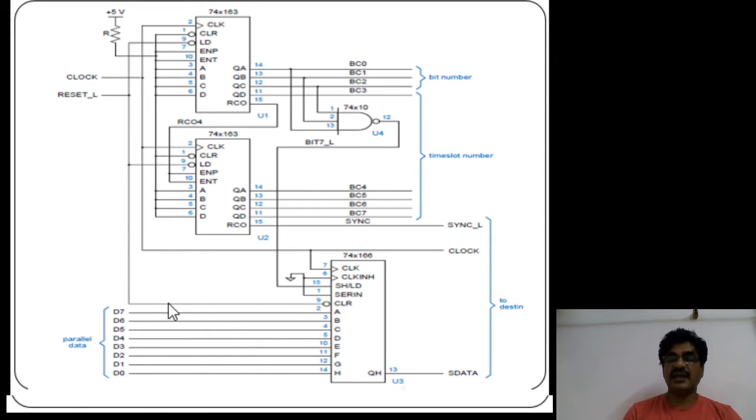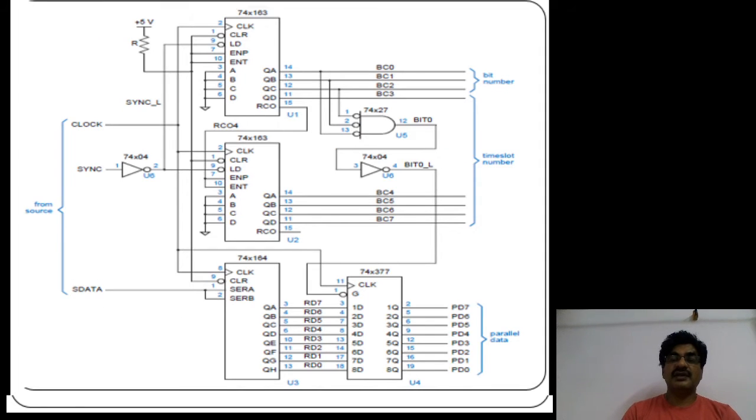Similarly, at the destination module, this is the logic diagram you can observe. Here the 74164 IC receives the serial data and converts it into parallel. After this 74164 IC, there is one more IC with the number 74377. It acts as a buffer.